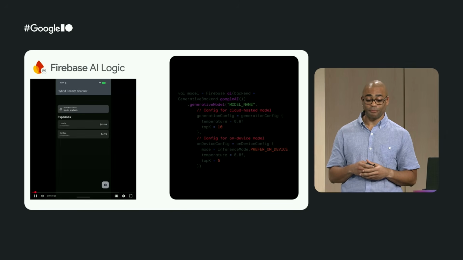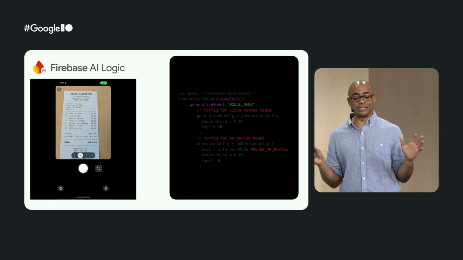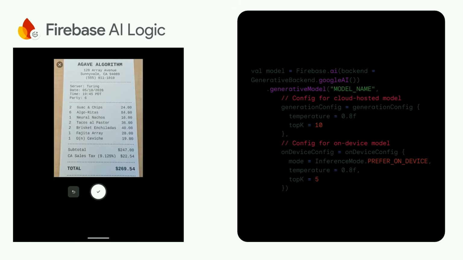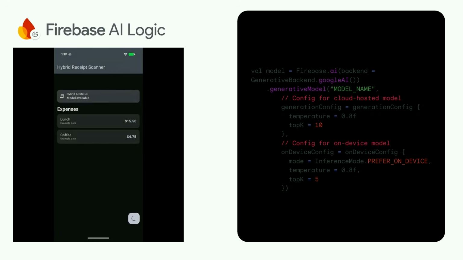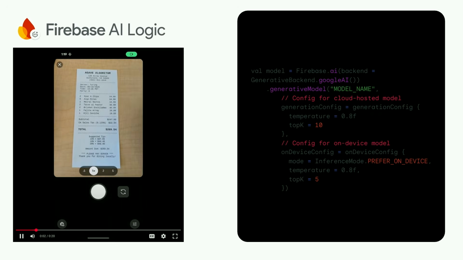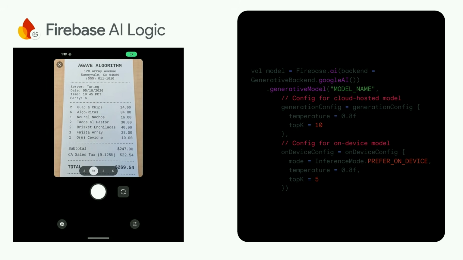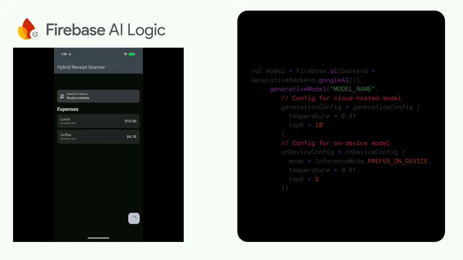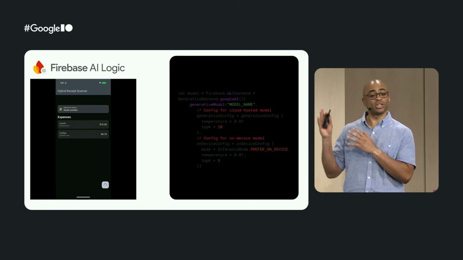But seriously, let's look at how we can use AI Logic and a local model so that we can save some of our cloud quota for when we really need it. This code snippet is all that is needed to configure your app to prefer using an on-device model when available and fall back to a cloud-hosted model. So I have a receipt scanning demo app here. And given that receipts are pretty standard, we can use our local model and save our precious cloud tokens.